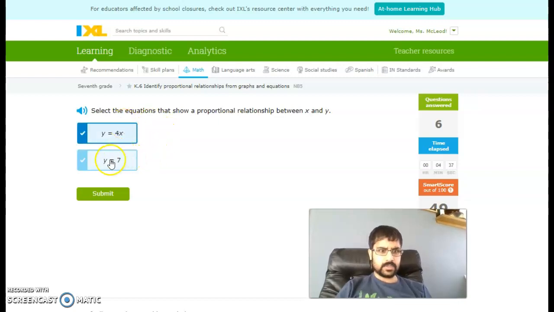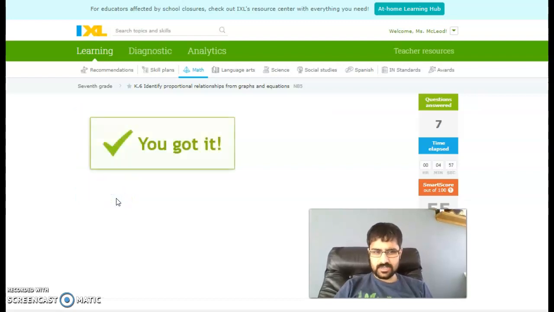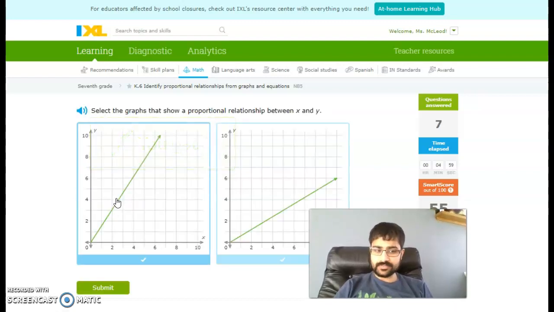But wait a second. Y equals 7. I know that I learned in math class that's not going to get graphed as like a y-x line. That's just going to be a line that goes through y. If there isn't an x, it can't be proportional between y and x because there's no relationship shown between y and x. There's got to be a relationship of some kind. So I'm not going to select this one. I made the right call.